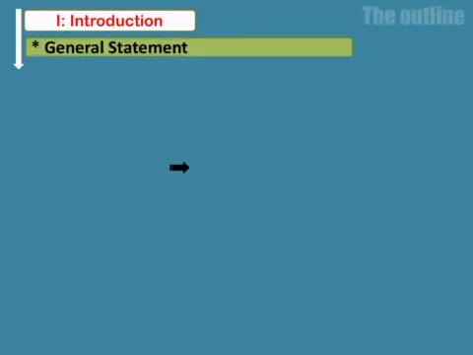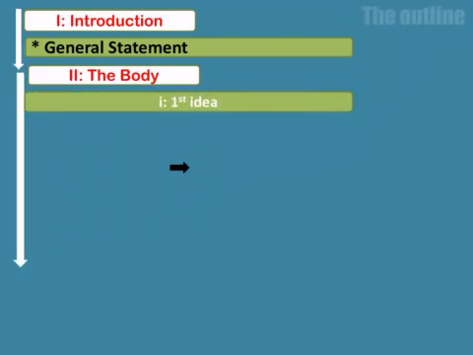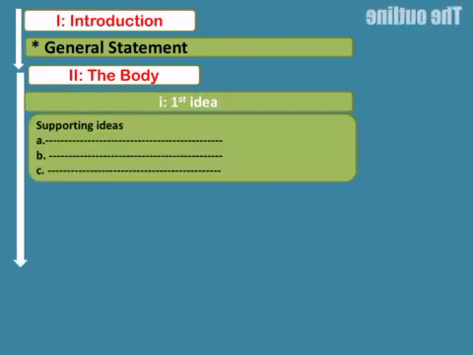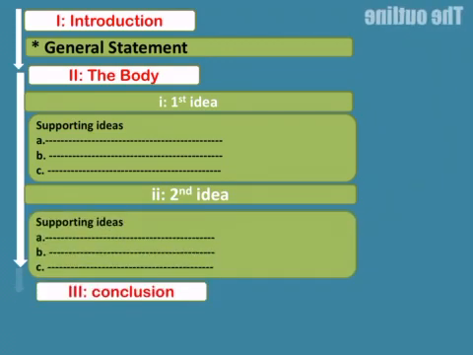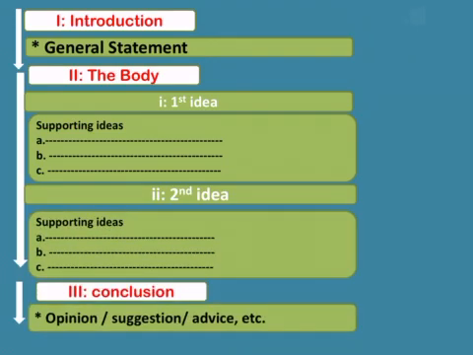But how do we write the outline? As you know, we have the introduction. You can use a general statement, and then for the body you have the first idea, and then you write supporting ideas. The supporting ideas should be parallel to each other, and then the second idea and supporting ideas, and then for the conclusion you can write an opinion, suggestion, advice, summary. It's up to you and how you want to conclude your topic.